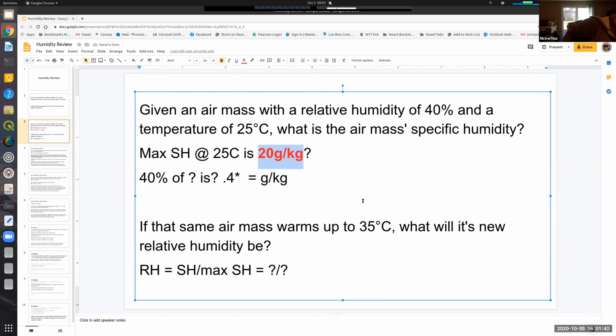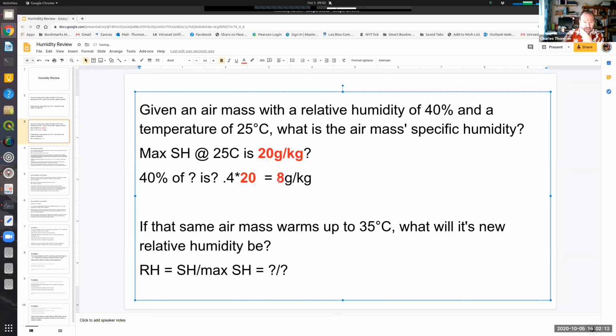Okay, cool. So then we know the relative humidity is 40%. So what's the specific humidity then? 8. So 0.4 times. Yeah. Wait. Do you have a calculator? Yeah. Calculator's your friend. 8. I like it. Okay. Good. That's what I answered on that one.